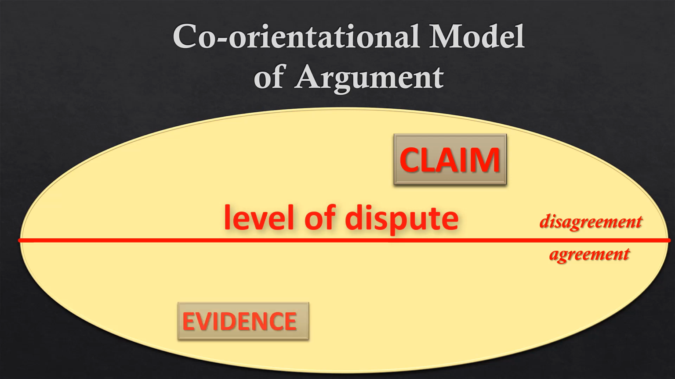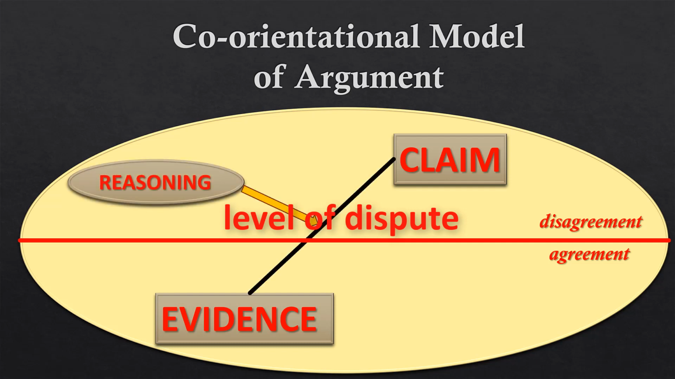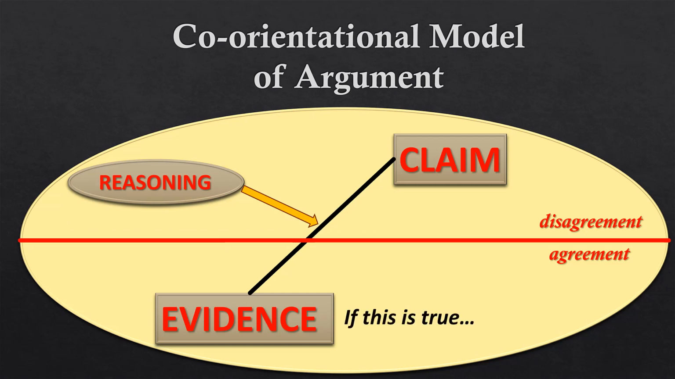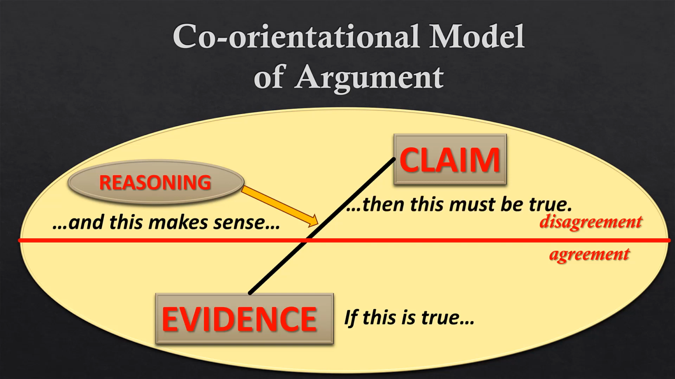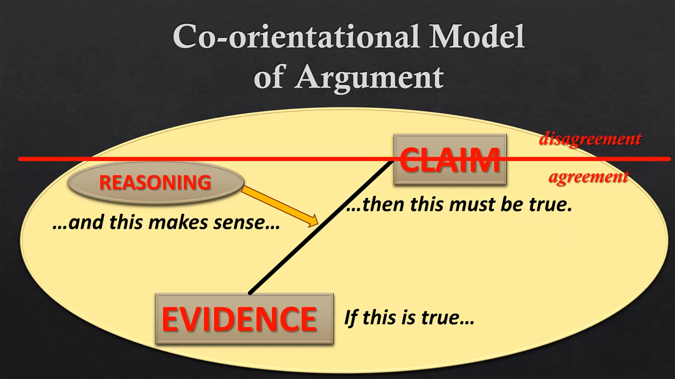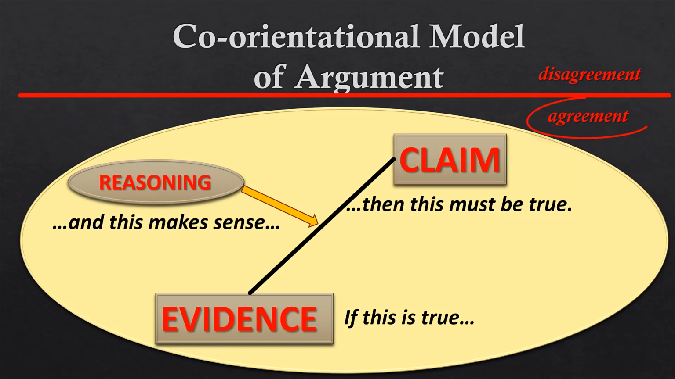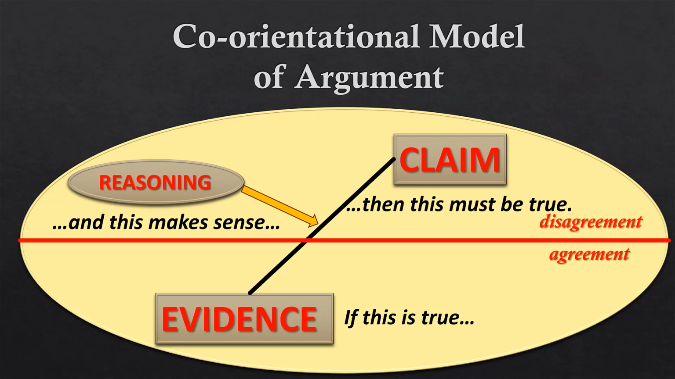So a claim needs to be supported by evidence and then needs to include reasoning that provides a rational link between the evidence and the claim. The co-orientational model reminds us that if the audience finds the evidence to be true and the reasoning to make sense, then the claim must be true. And if these conditions apply, then the level of dispute will rise and the claim then will exist in the realm of agreement. Now, what does this mean about evidence? Well, it means that at a certain point, in order to have an effective argument that the audience is going to accept as true, the evidence needs to fall below the level of dispute within the realm of agreement.